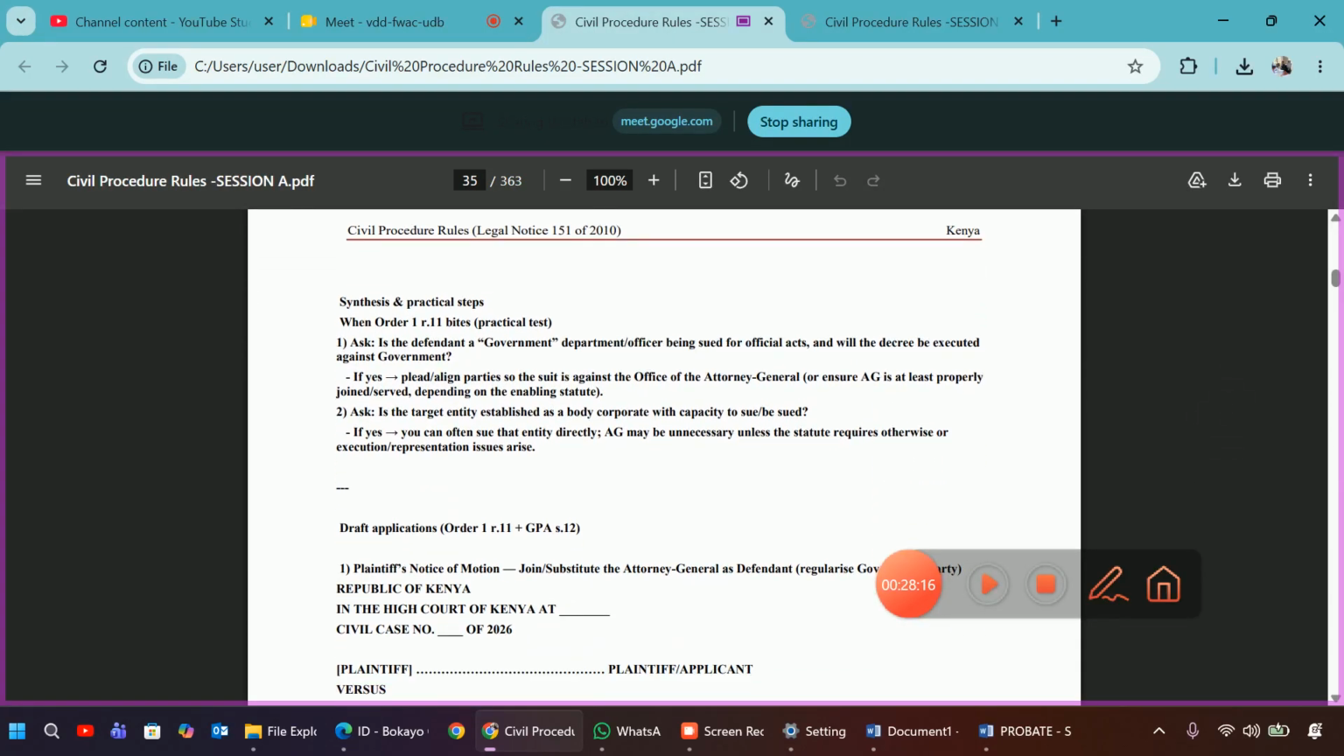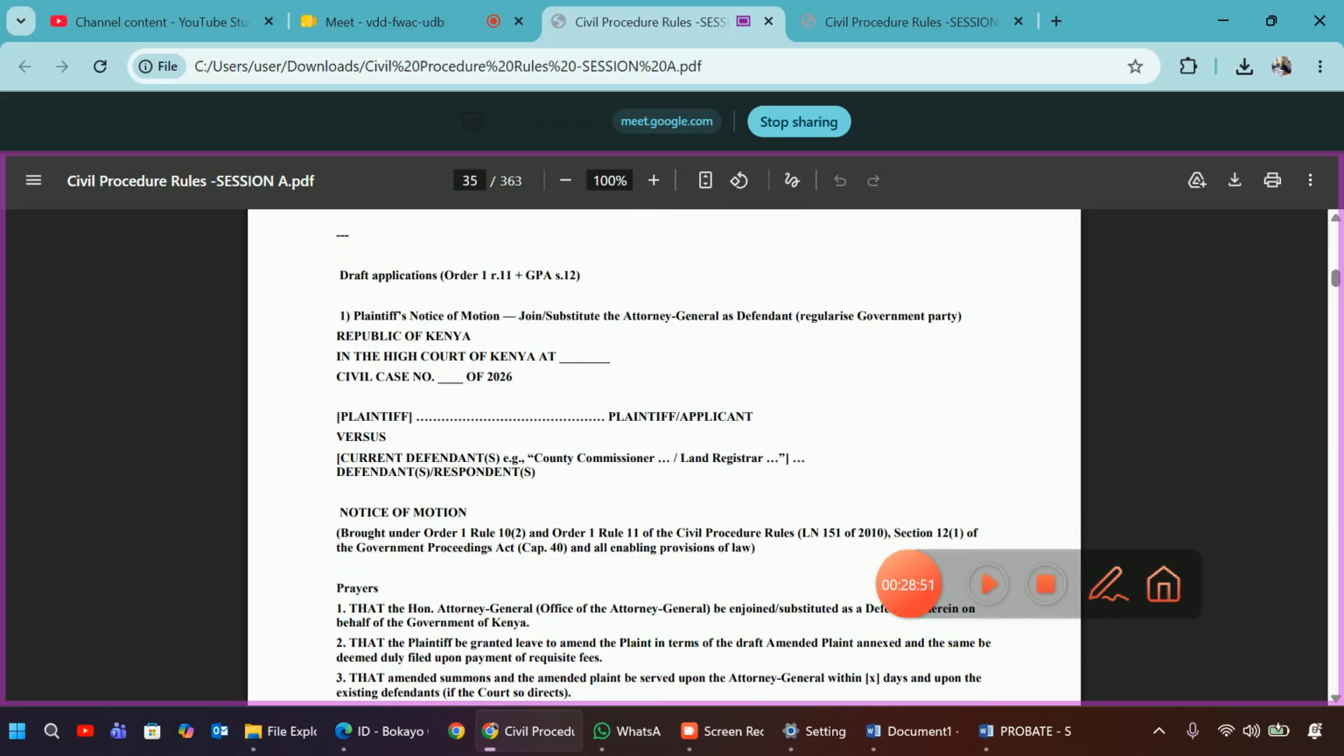So, when Order 1, Rule 11 bites, ask: is the defendant a government department or officer being sued for official acts, and will the decree be executed against the government? If the answer is yes, plead and align the parties so the suit is against the office of the Attorney General, or ensure the AG is at least properly joined or served, depending on the enabling statute. Ask: is the target entity established as a body corporate with capacity to sue or be sued? If yes, you can often sue that entity directly. The AG may be unnecessary unless the statute otherwise requires.